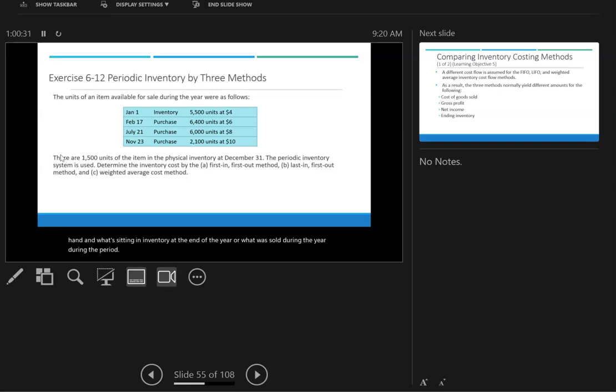Okay, here will be our three methods of covering periodic inventory. Remember, periodic is when we don't keep track of our cost of goods sold during the period. We only do it at the end. Units of an item available for sale during the period are shown here. There are 1,500 units of the item in the physical inventory at December 31st. The periodic inventory system is used. Determine the inventory cost using FIFO, LIFO, and weighted average.